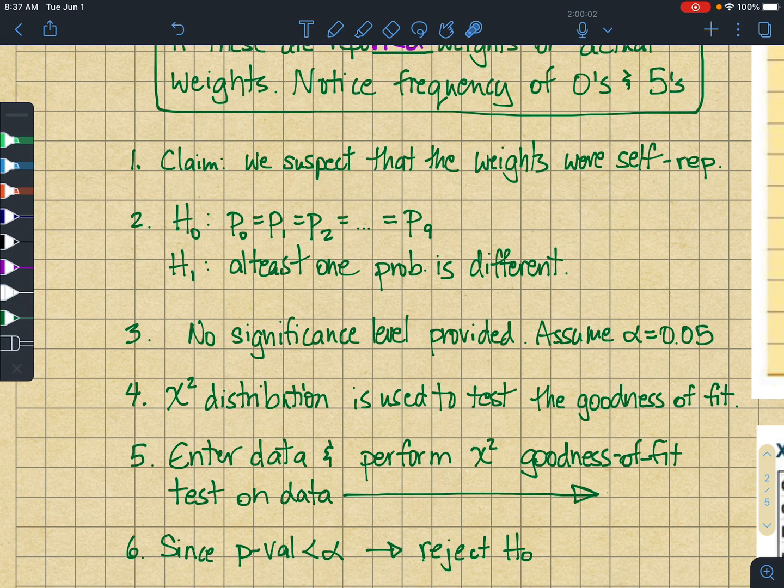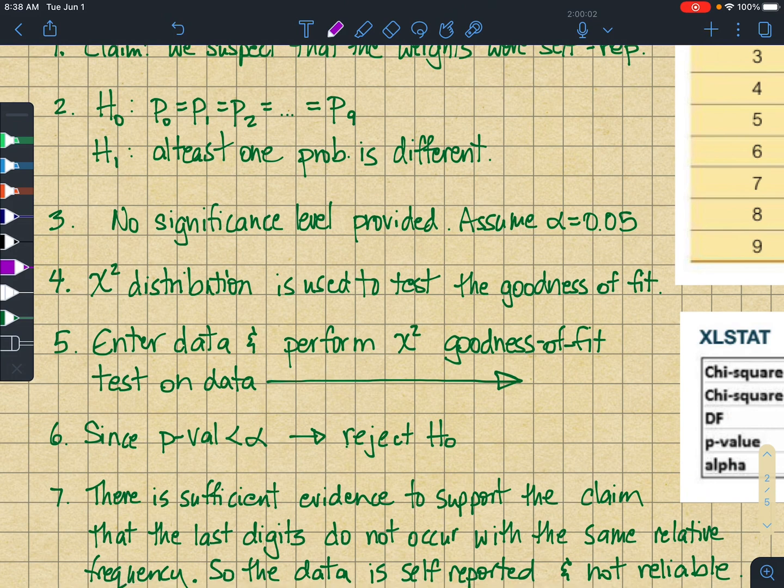All right, number 1. The claim: we suspect that the weights were self-reported. So our null hypothesis is that all these probabilities are the same, and then our alternative is that at least one probability is different, okay? So they don't all have to be the same. So these probabilities would all be 1/10, okay? No significance level is provided, so we're going to assume 5%. I think in your problems in the homework, they'll probably tell you what alpha should be.